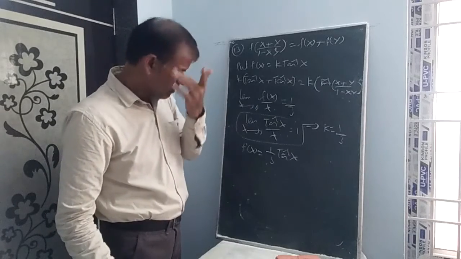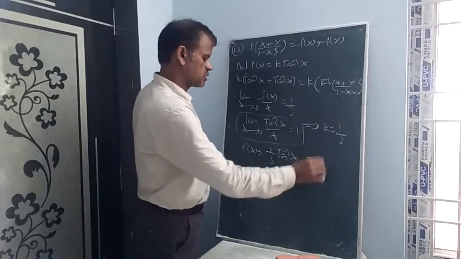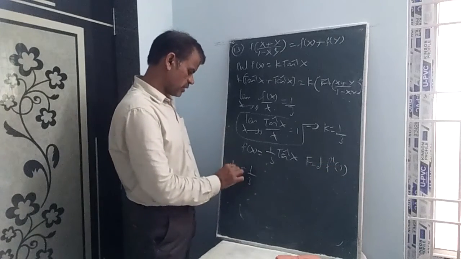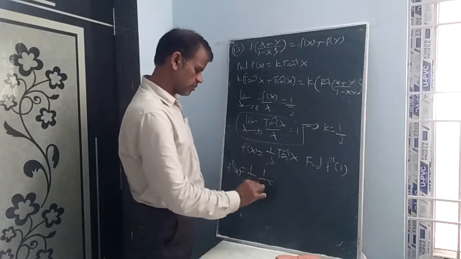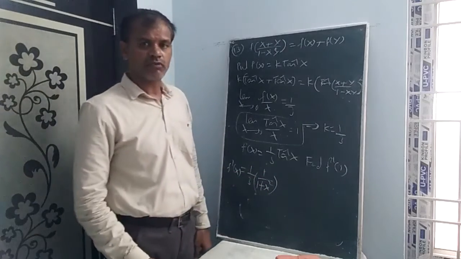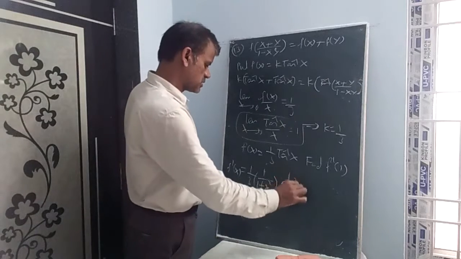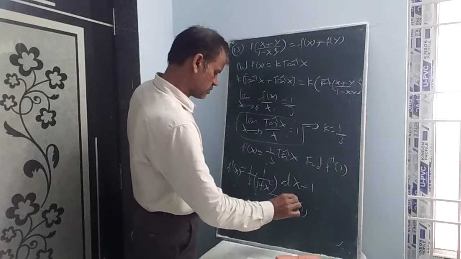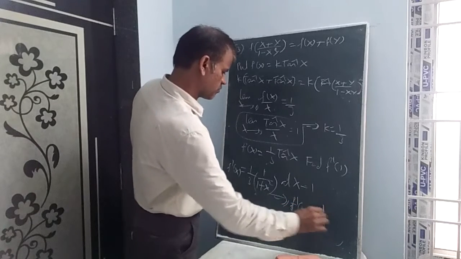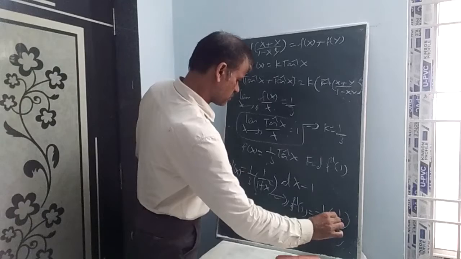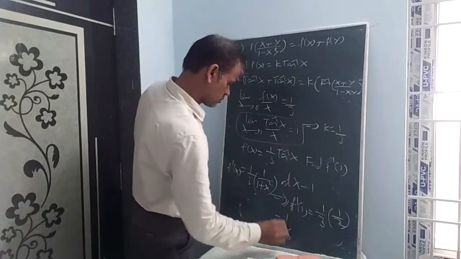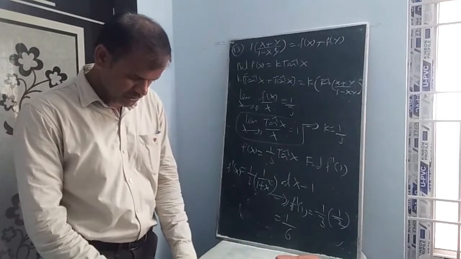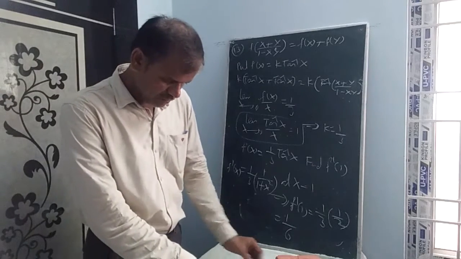Now, he is asking f dash 1. Find f dash 1. First of all, f dash x is equal to 1 by 3 into 1 by (1 plus x square), the derivative of tan inverse x. At x is equal to 1, that implies f dash of 1 is equal to 1 by 3 into 1 by 2. Answer 1 by 6, second option is the right answer. Now let us discuss the 11th question.